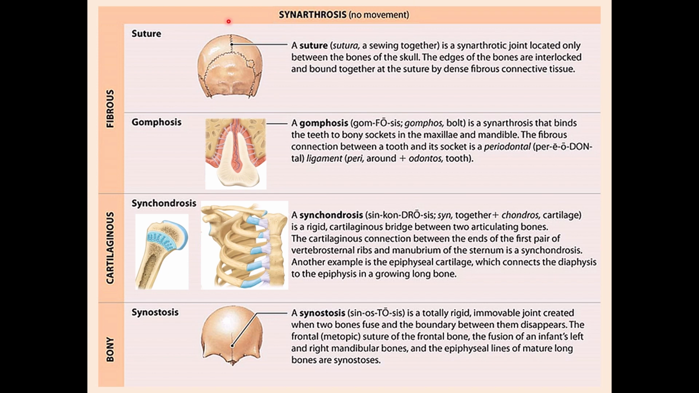So the first one is called Synarthrosis. This is a functional classification. It means they are not movable. Based on the histological features, they are subdivided into fibrous, cartilaginous, and bony. So the fibrous again divides into two parts. One is suture and the other one is gomphosis.